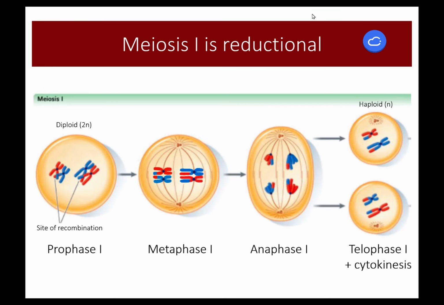Now let's go into details about meiosis 1 and meiosis 2, and then we'll talk about aneuploidy. Meiosis 1 is reductional, meaning that it goes from 2N to N, as you can see here. To understand how this happens, there are a few things I want to go over. First thing is this.